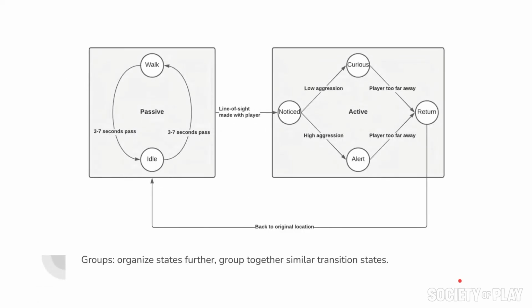We have two different groups here, passive and active, which we can add on top of our existing automata. These don't really offer new functionality, they just organize things.